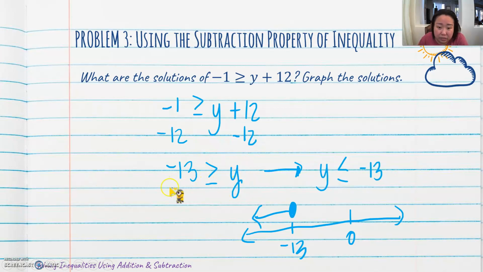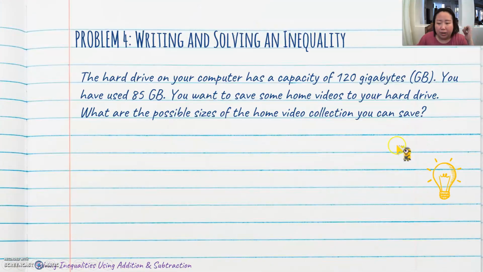Now, for us to easily graph our inequality, we can switch the variable to be on the left side, and so this will now become y is less than or equal to negative 13. On your graph, negative 13 is on the left side of 0. We have a greater than or equal to, that's why our graph will have a solid dot, and it's pointing to the left.